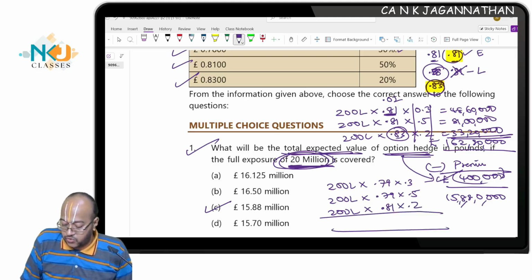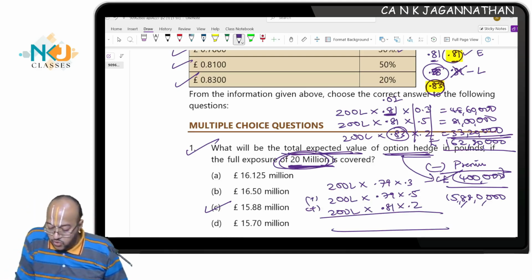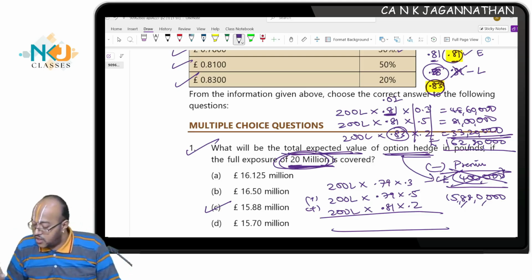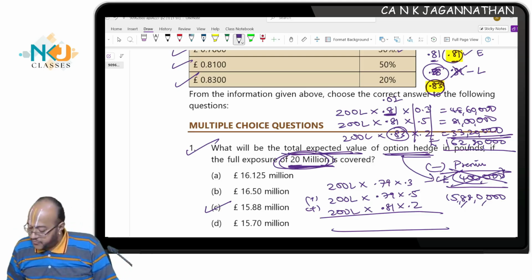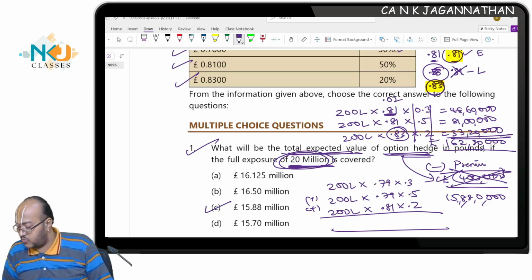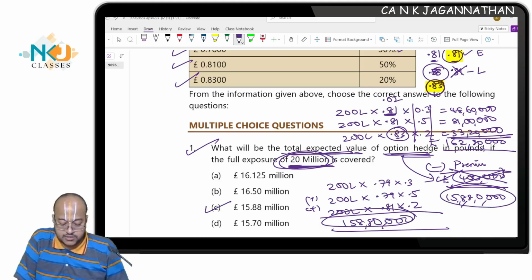Are you all understanding? If you do the total of this, how much are you getting? Let's say 200 lakhs. Now you don't need to separately reduce the 4 lakhs because we have already adjusted the 0.02, the premium amount. So 200 lakhs into 0.79 into 0.3 is 47.40. The next, 200 lakhs into 0.79 into 0.5, is 79 lakhs. Then we have 200 lakhs into 0.81 into 0.2, that is 32. If I total it, I get 158 lakhs 80,000. It gives the same answer as this one. Are you all understanding? Comfortable?